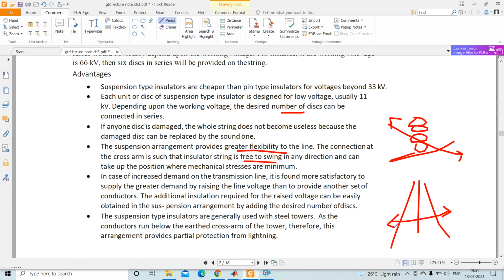It is free to swing in any direction, and that's why it has lower or minimum mechanical stress.